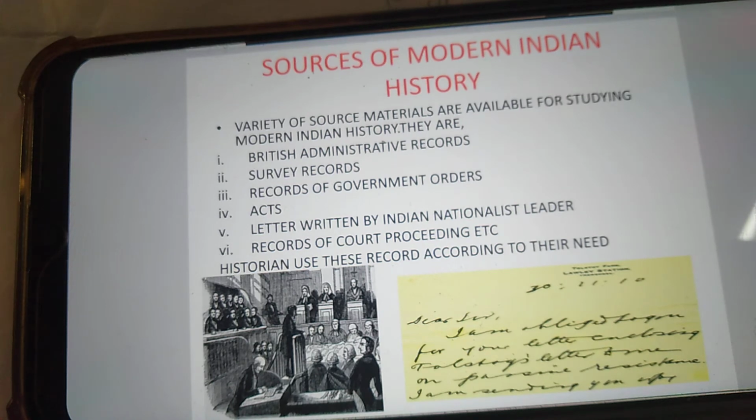Sources of Indian history. A variety of source material is available for studying modern Indian history. They are British administration records, survey records, records of government acts, letters written by Indian nationalist leaders, records of court proceedings, etc. Historians use these records according to their needs. Here is a picture of court proceedings.